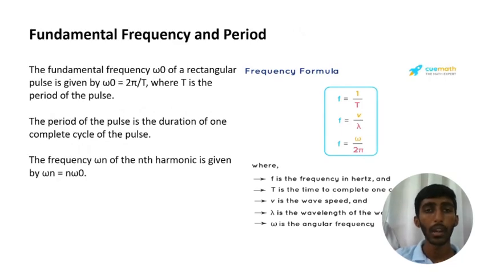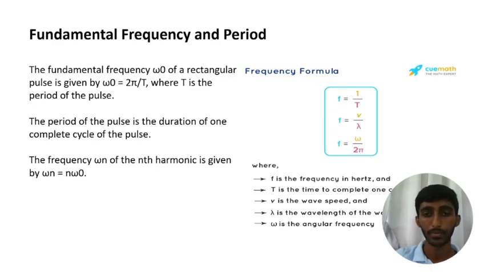Fundamental frequency and period. The fundamental frequency of rectangular pulse is given by omega naught is equal to 2 pi by T, where T is the period of pulse. The period of the pulse is the duration of one complete cycle of the pulse. The frequency of the nth harmonic is given by omega n is equal to n omega naught.